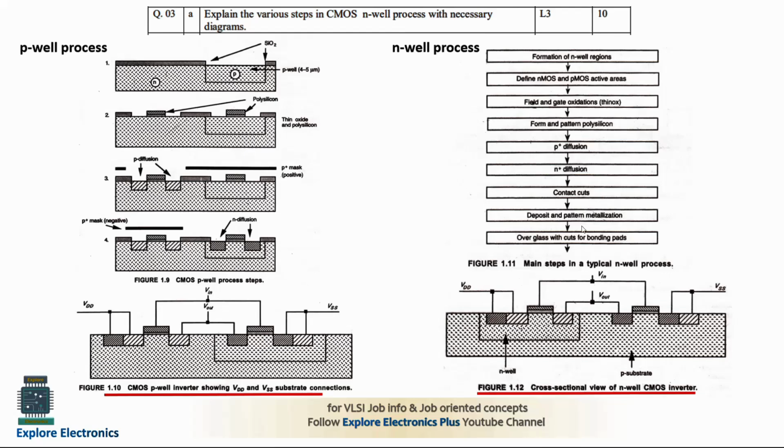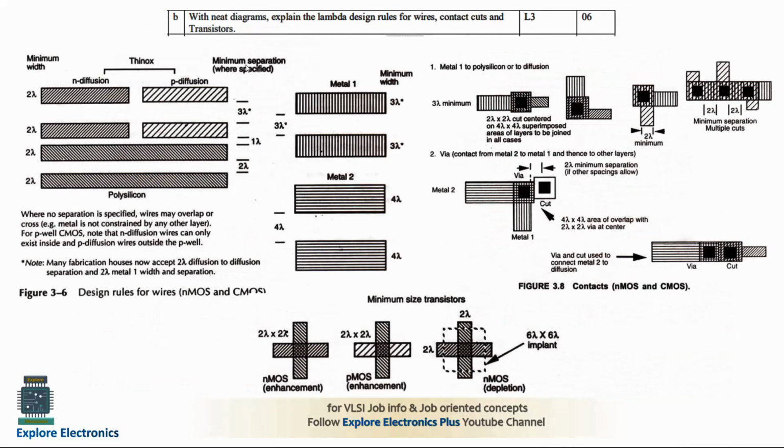So this is the N-well CMOS inverter you are supposed to draw, where the N-well is at the left side. Here I have shown the P-well process, replace that with the N-well process. I hope you have understood. Then comes the second question here: with neat diagrams, explain lambda based design rules for wires, contact cuts and transistors.